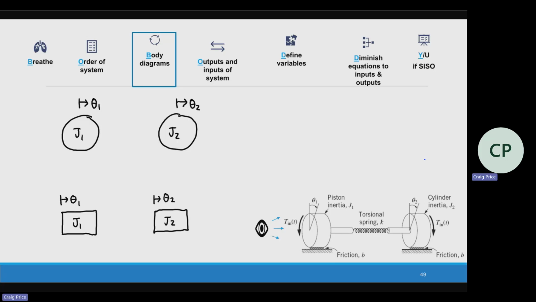So let me put the T-ins in here. T-in. T-in. If you're doing boxes, this would be T-in because it goes against the positive direction. This one is positive for J2.